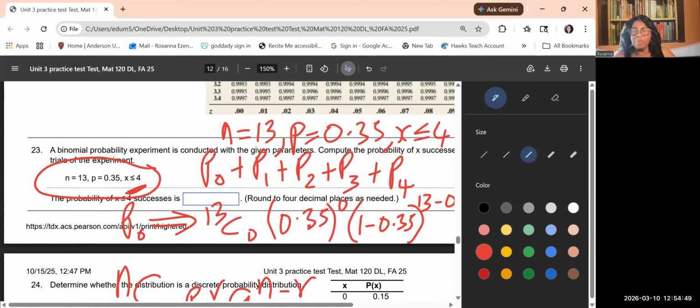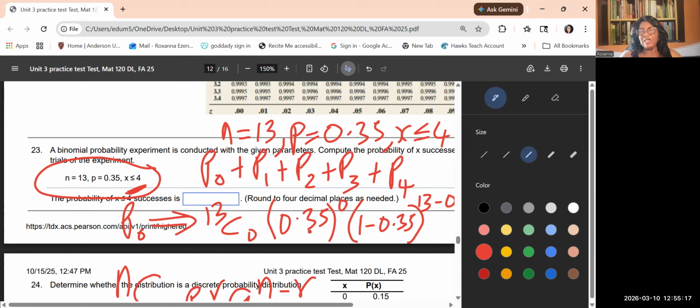Failure is the same as 1 minus 0.35. Remember, binomial distribution has two events, success or failure. Success is P, failure is Q. Therefore, if I'm looking for failure, then I do 1 minus success. That is 13 minus 0. So that is P0.